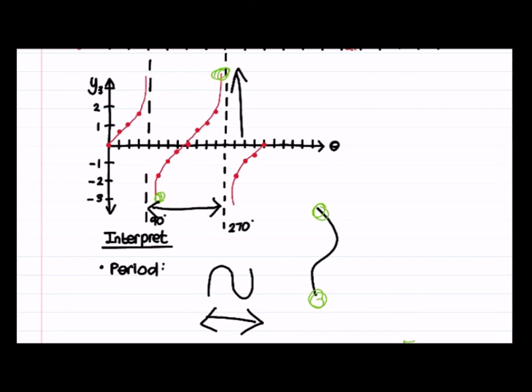Okay, so that's one way of remembering the period for the tan graph. It is the distance between two vertical asymptotes. Okay, in this case we go from 90 degrees to 270 degrees, so our period is 180 degrees for this graph.